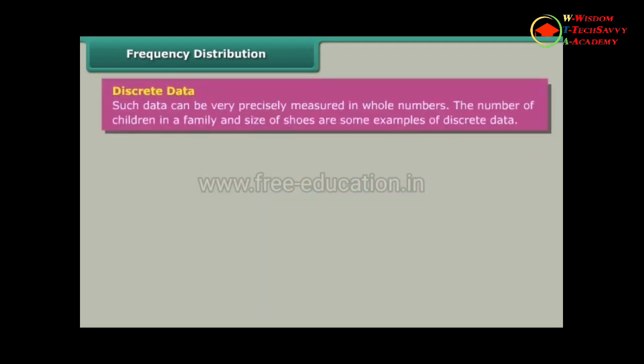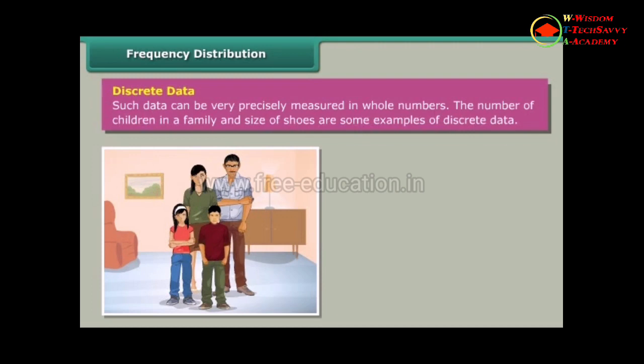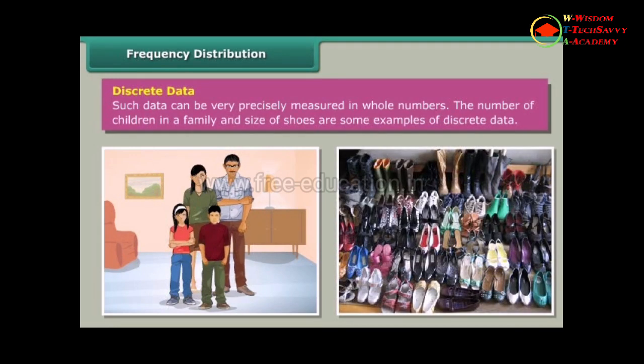Discrete data. Such data can be very precisely measured in whole numbers. The number of children in a family and size of shoes are some examples of discrete data.